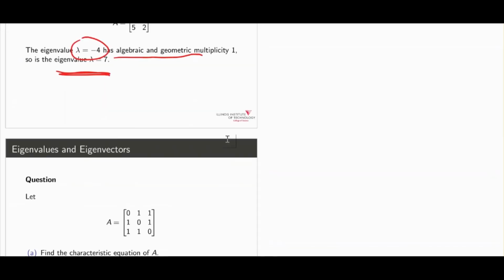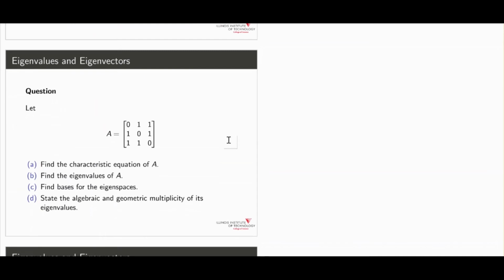Now, I want you to take a look at this question. Things are slightly more complicated now because we have a 3x3 matrix. So go through all the process that we discussed before. Find the characteristic equation, that's always the first step. Use it to find the eigenvalues. Find a basis for the eigenspace, so that you can talk about the geometric multiplicity. Algebraic multiplicity you can find in the characteristic equation, but for geometric multiplicity you have to look at the eigenspace. Let's do all of that, and we'll come back and talk about the solutions.